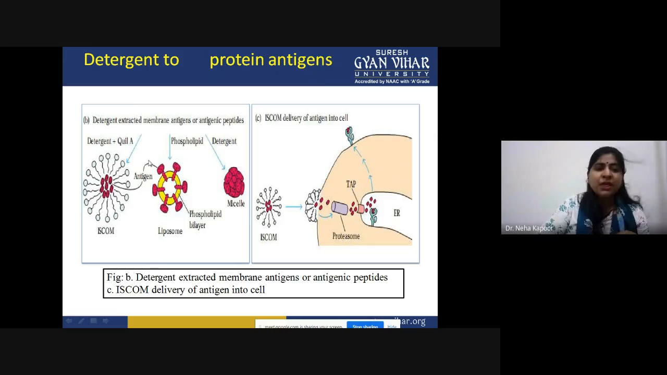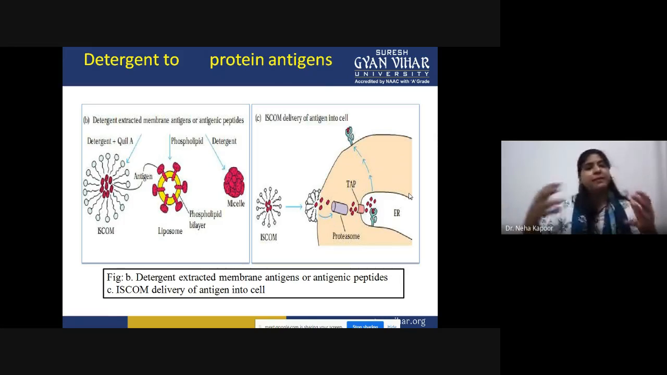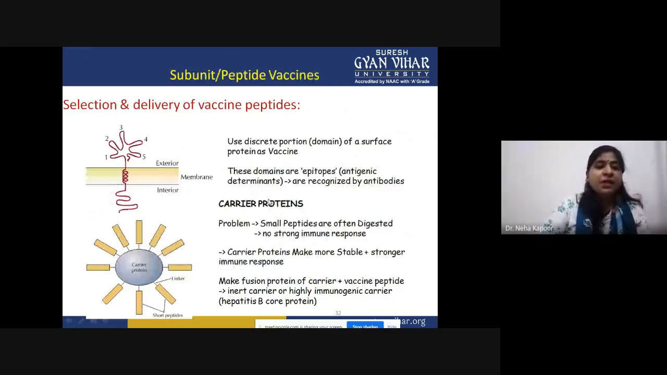This completely encapsulated or covered antigen with detergent is how it enters inside the cell. It is entering inside the cell with the help of these ISCOM, and it is injecting the antigen. After that, the antigenic peptide is digested by the proteasome complex. It enters into the endoplasmic reticulum with the help of the TAP transporter. The MHC complex recognizes those peptides and presents them onto the surface so that the T helper cell can recognize it.